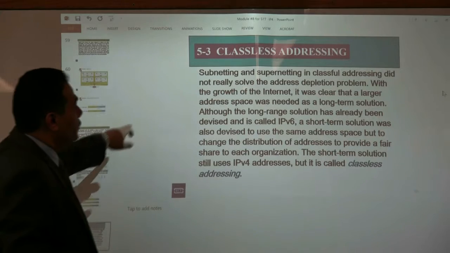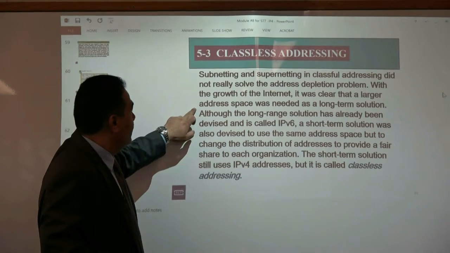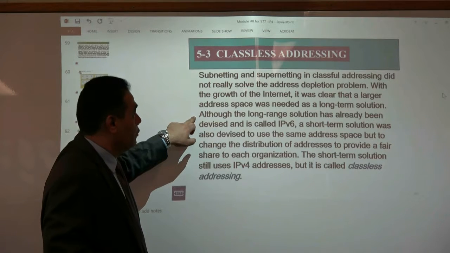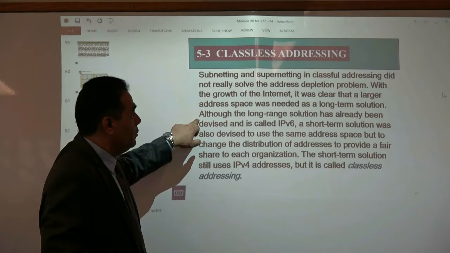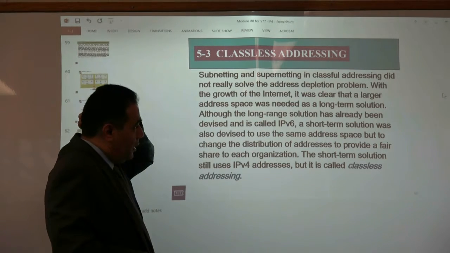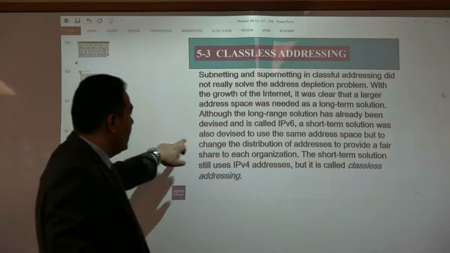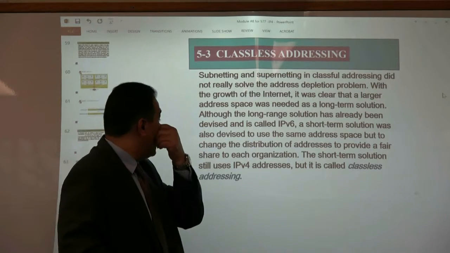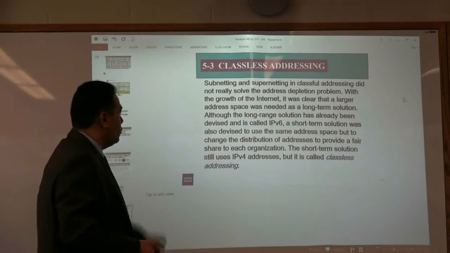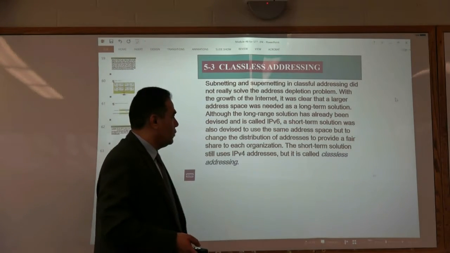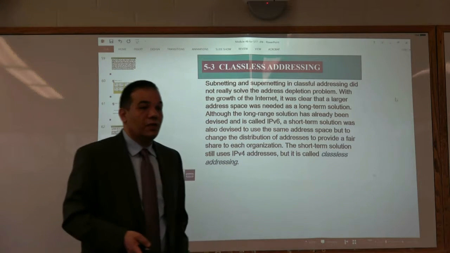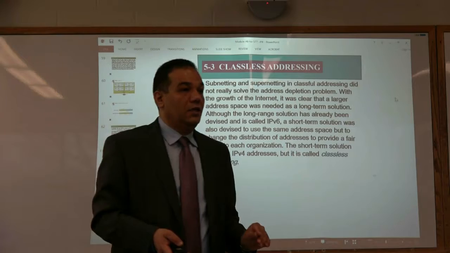With the growth of the internet, it was clear that a larger address space was needed as a long-term solution. Although the long-range solution has already been devised, which is called IP6, a short-term solution was also devised to use the same address space but to change the distribution of addresses to provide a fair share to each organization. The short-term solution still uses IP4 addresses. Needless to say, IP4 is still the most used.